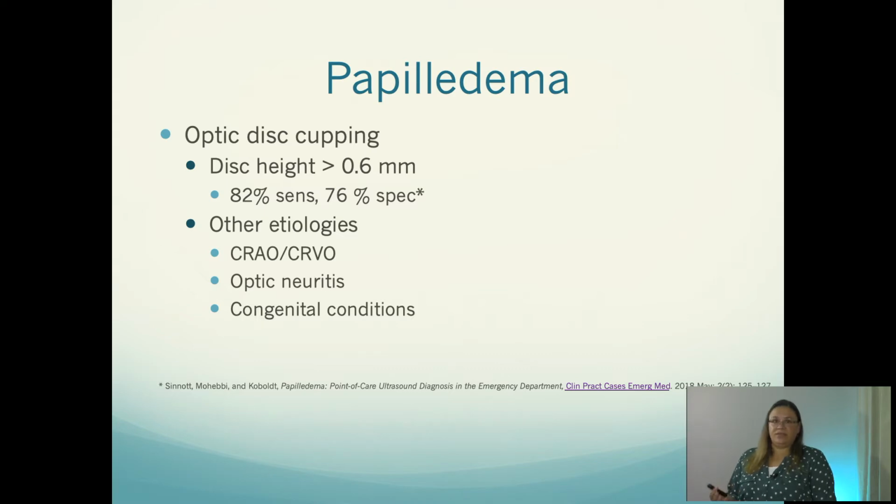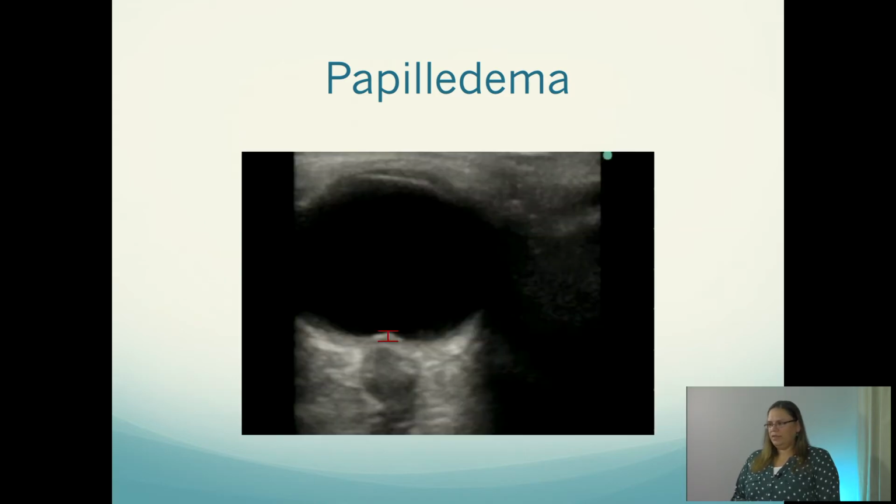And there are lots of other things that can cause optic disc cupping. Central retinal artery or vein occlusion, optic neuritis, and congenital conditions are all things that can cause optic disc cupping. So if you see it in the absence of symptoms, it's probably just incidental. And this is what we're looking for in measuring the optic disc cupping.